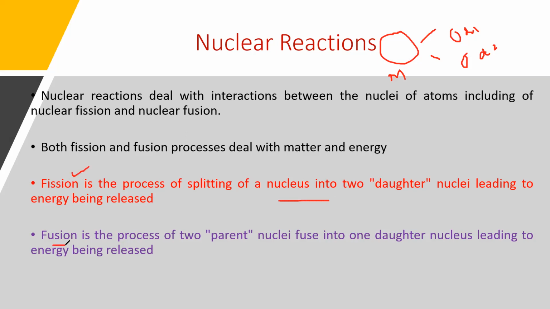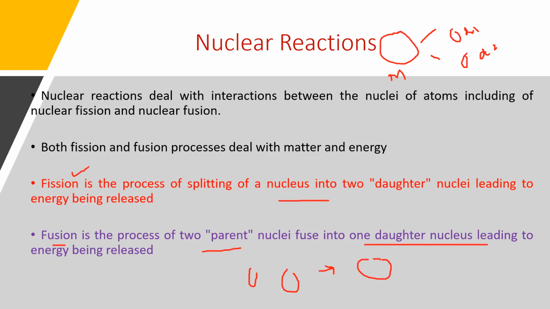And what is fusion? Fusion is the process in which two parent nuclei fuse into one daughter nucleus, leading to energy being released. That means a number of elements combine with each other and form one element. So this is the difference.